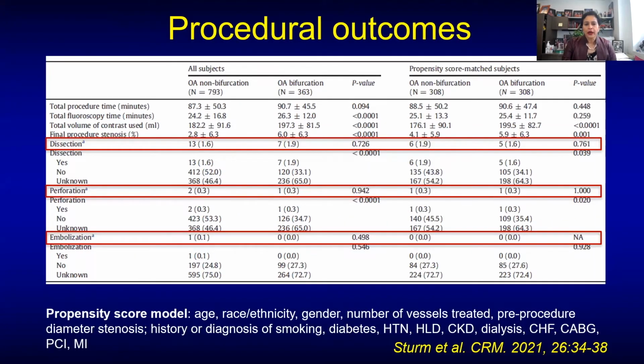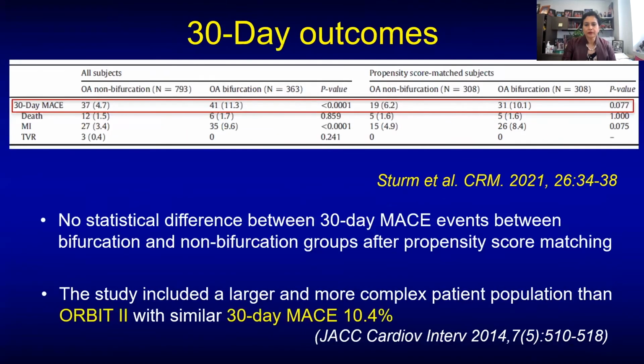So if you see here, OA both in bifurcation and non-bifurcation, in bifurcation lesions the dissection is slightly higher. Perforation and embolization were comparable to non-bifurcation lesions. So when you go to the propensity score match, what we saw was that 30-day outcome was equivalent in both bifurcation as well as non-bifurcation lesions, with statistically no difference between the two. So this registry actually included a larger and more complex patient population compared to the original Orbit study, but 30-day MACE was comparable to the Orbit study.